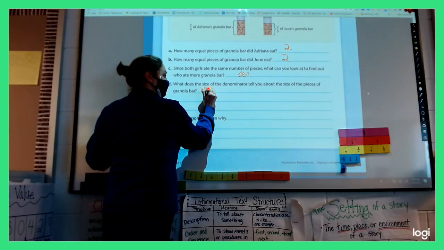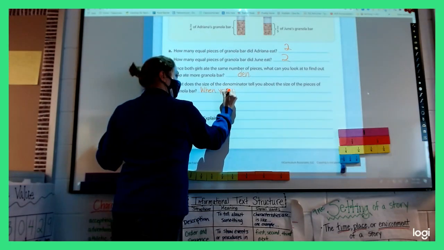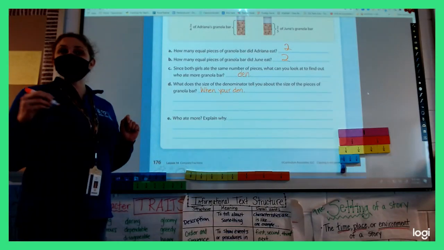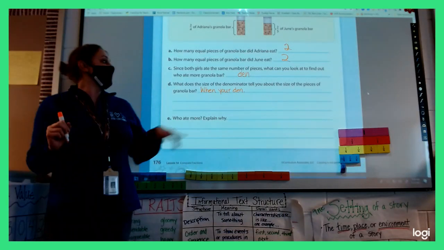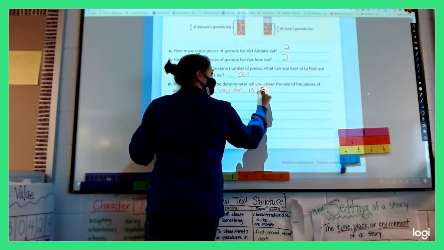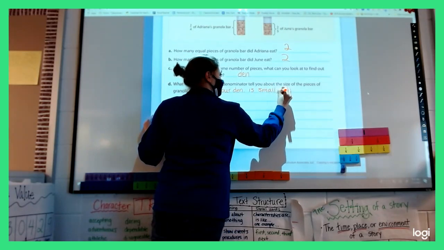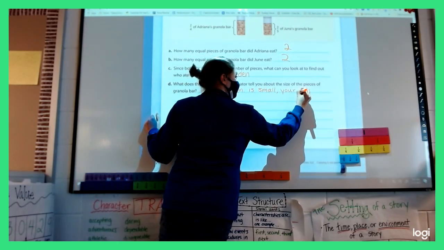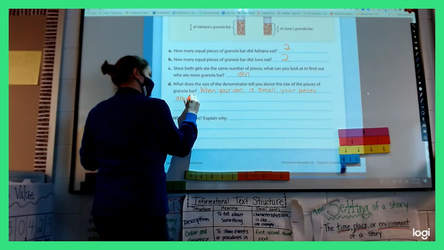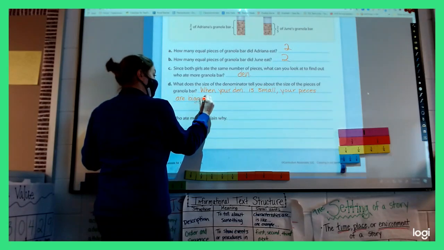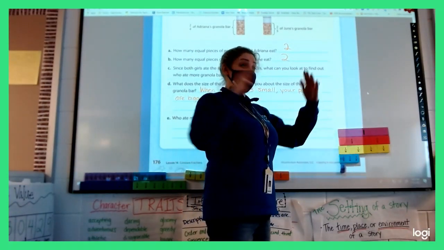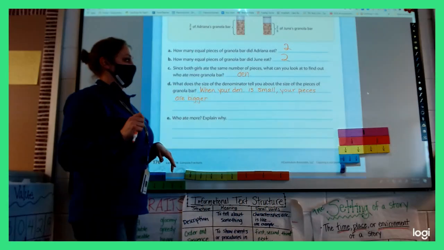So we'll say when your denominator, and I'll let you put DEN period, okay? We write it out sometimes to practice, but it's a long word. When your denominator is small, your pieces are bigger. Can you say your pieces get smaller? No, when your denominator number is small, like a 2, your pieces are big, right? It doesn't take as many to equal one whole thing.